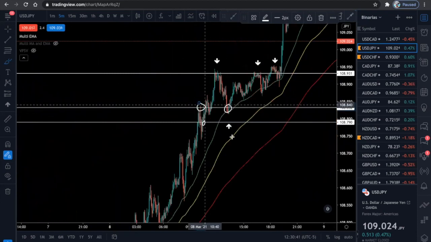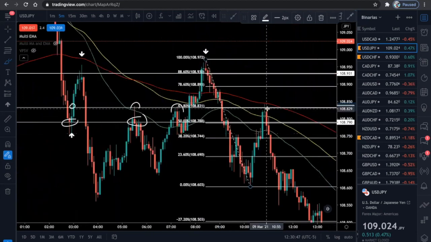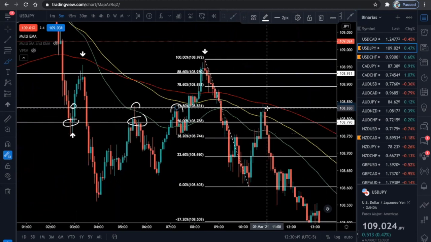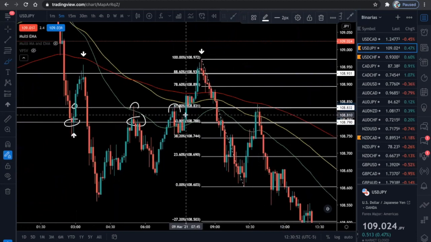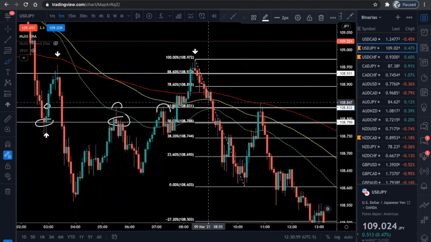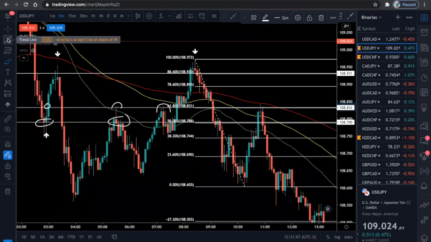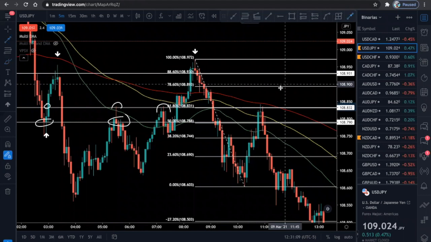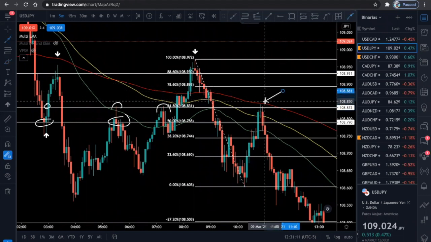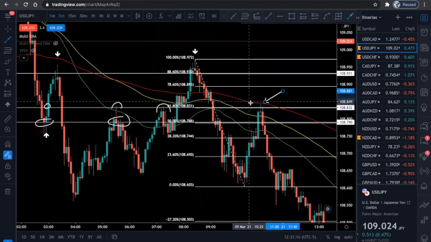So what does this mean? For me personally, I would take first the 61. Why the 61 and not the 50? Because I have a stronger area of resistance, and a very important level, 61. And in addition, see how I have here the 200 EMA working as a flexible resistance.